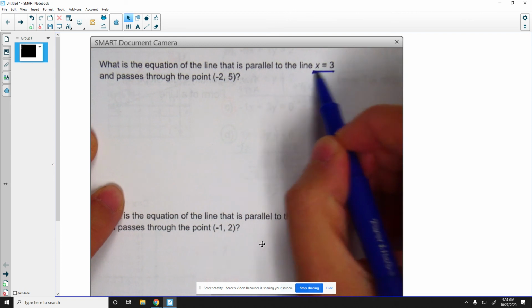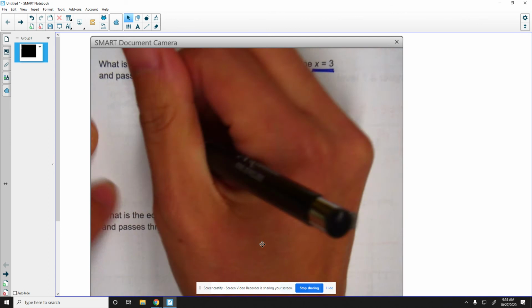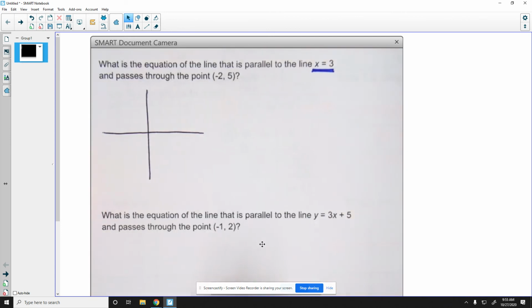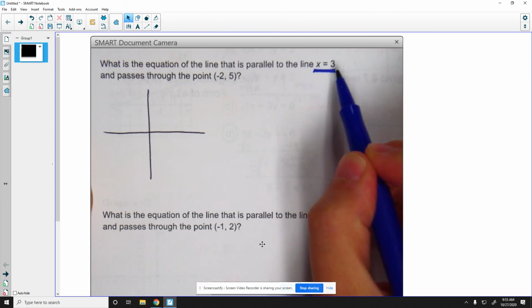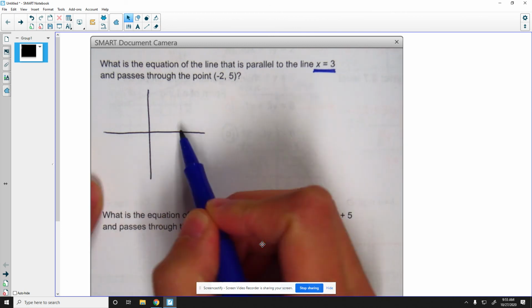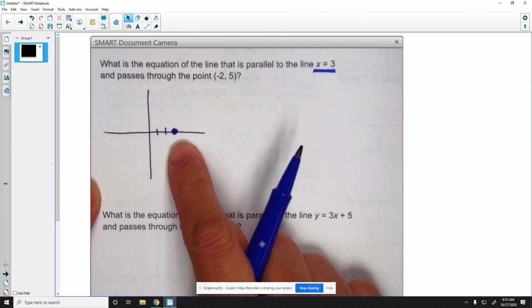If you want a line parallel to that, I don't know what that looks like. Why don't we graph it first? So go ahead and let's draw an XY axis on our paper. I have x equals 3. So remember how I graph this? I go to the x-axis, I go to 1, 2, 3, and I draw a dot on 3.